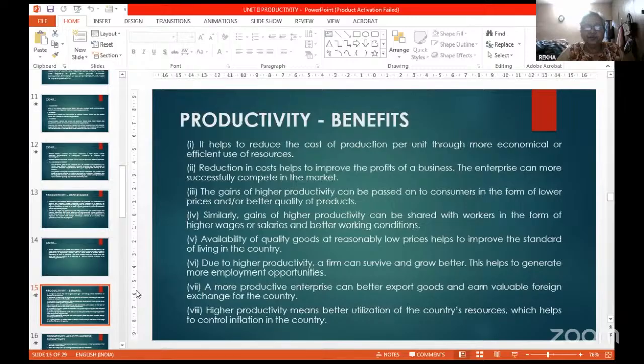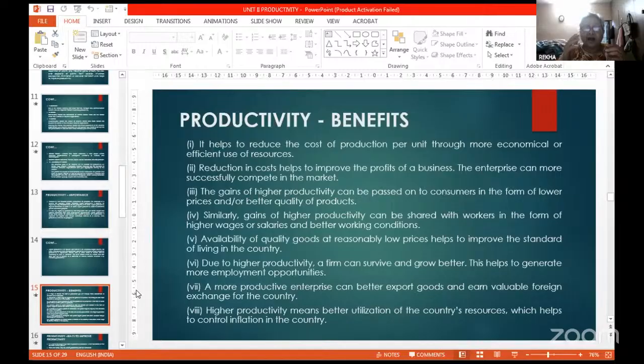How does productivity benefit you? It helps to reduce the cost of production per unit through more economical or efficient use of resources. Reduction in cost helps to improve the profits of a business. The enterprise can more successfully compete in the market. Then third, the gain of higher productivity can be passed on to consumers in the form of lower prices and a better quality of products.